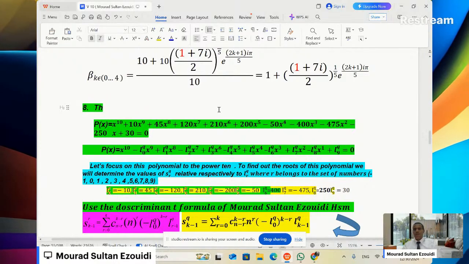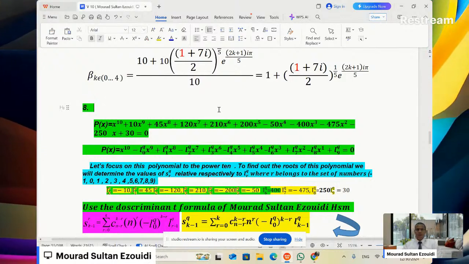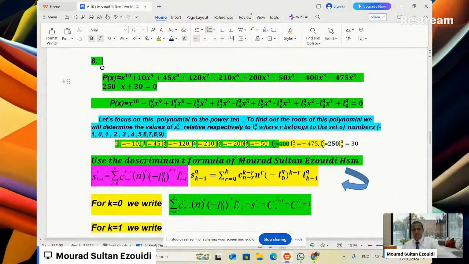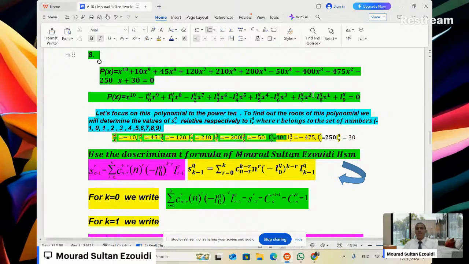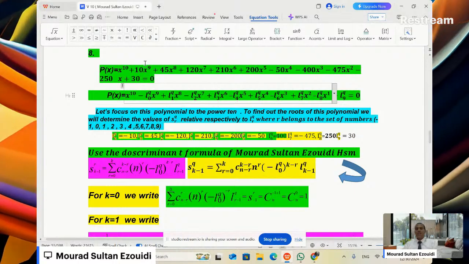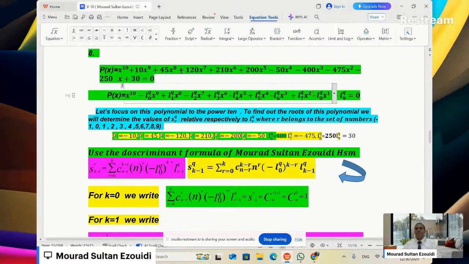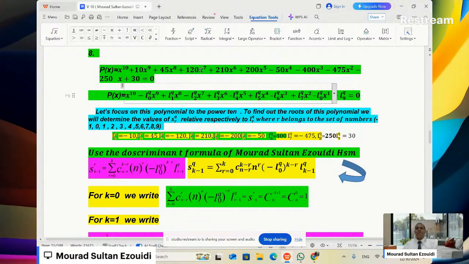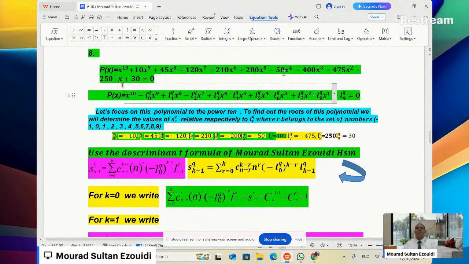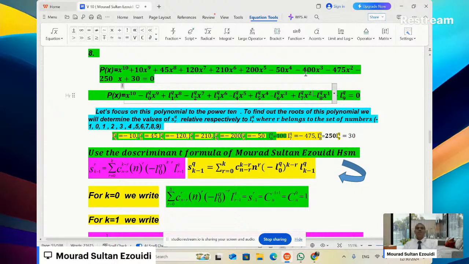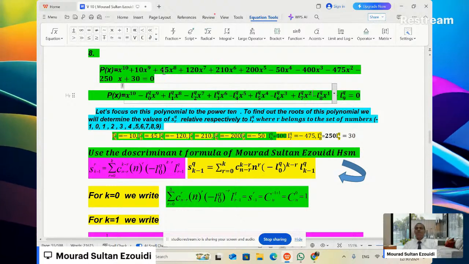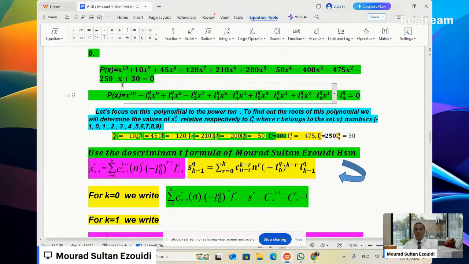Now, my kids, this is the polynomial to the power 10. We are going to solve this one. You can see p of x can be written as x raised to the power 10 plus 10 x raised to the power 9 plus 45 x raised to the power 8 plus 120 x raised to the power 7 plus 210 x raised to the power 6 plus 200 x raised to the power 5 minus 50 x raised to the power 4 minus 400 x cubed minus 475 x squared plus 200 minus 250 plus 50.